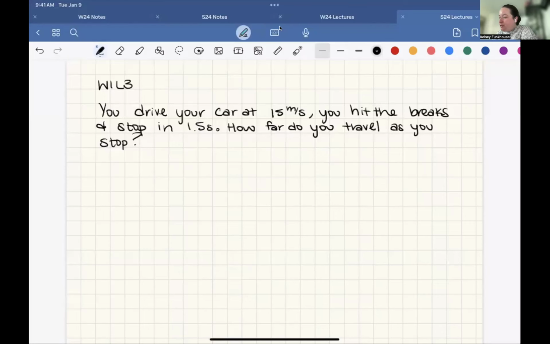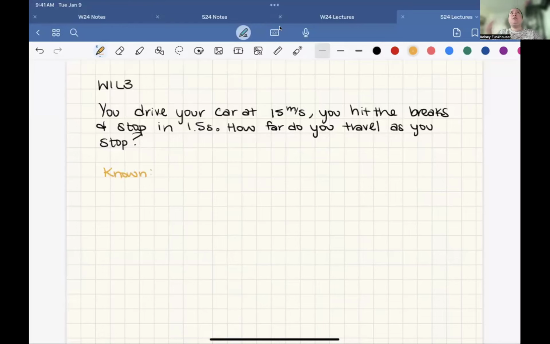Okay, so for this first example, I'll just read it. You drive your car at 15 meters per second, you hit the brakes and stop in 1.5 seconds. How far do you travel as you stop? So I'm going to teach you a strategy for solving kinematics equations. We start by writing what we know.